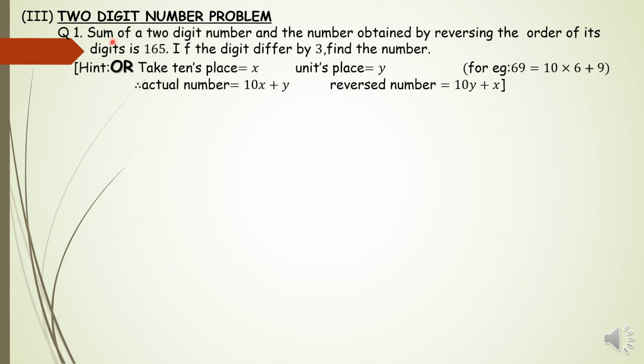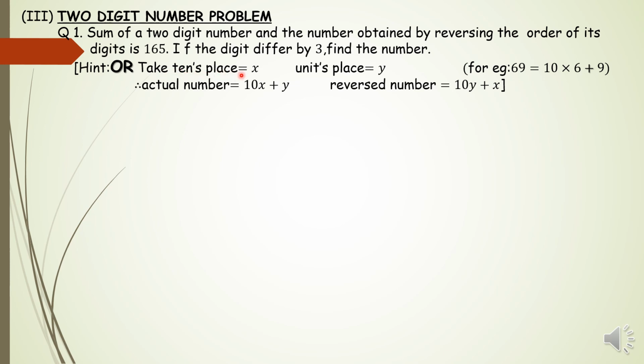Two-digit number problem. Question. Sum of a two-digit number and the number obtained by reversing the order of its digits is 165. Note the point, reversing the order of its digits. If the digits differ by 3, find the number. So, here I have given a clue or hint to solve this problem. Take tens place as x.